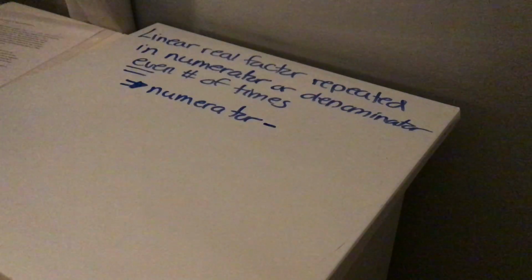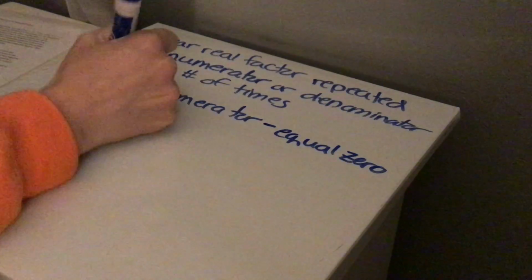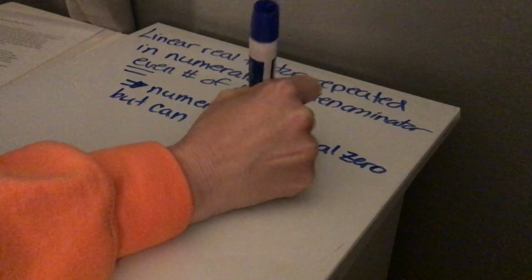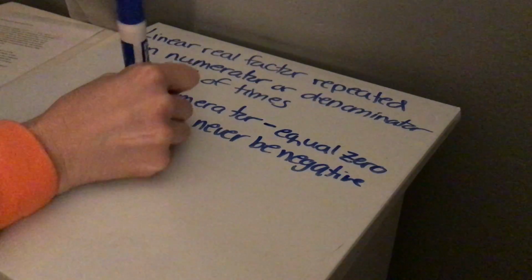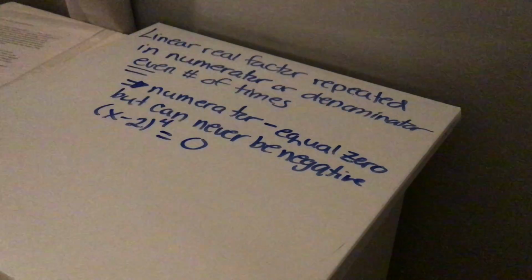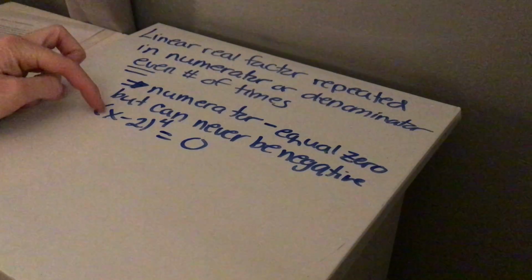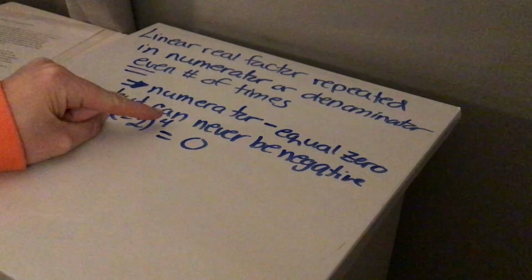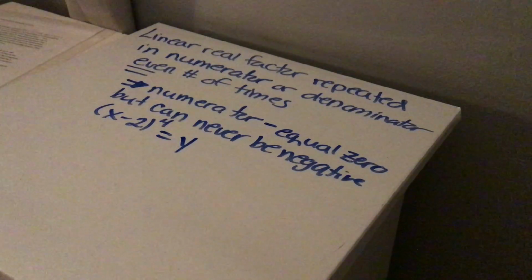So if it's in the numerator, repeated an even number of times, it can equal 0, but can never be negative. Right? X minus 2 to the 4th power could equal 0, but x minus 2 to the 4th power can't be negative, because even if x was negative 2, you get a negative number inside, but raised to an even power, you won't get a negative number out for y.